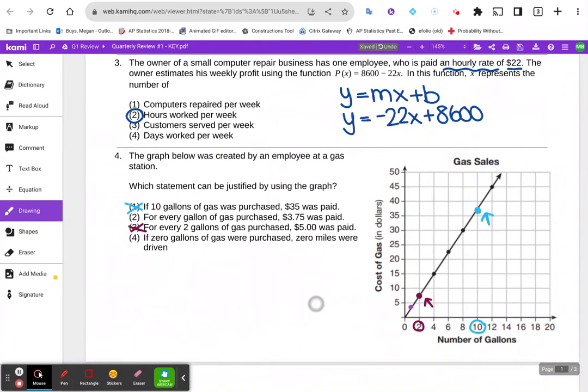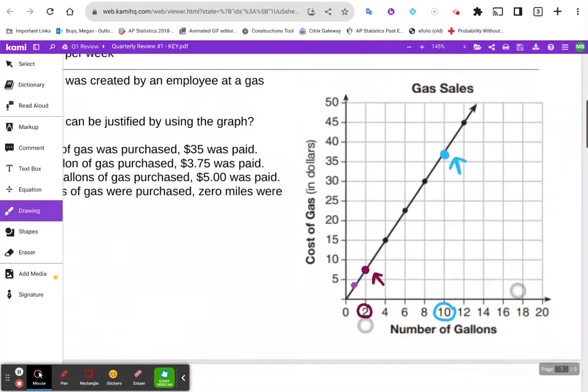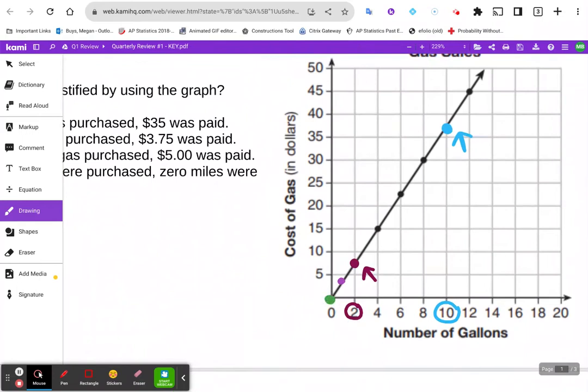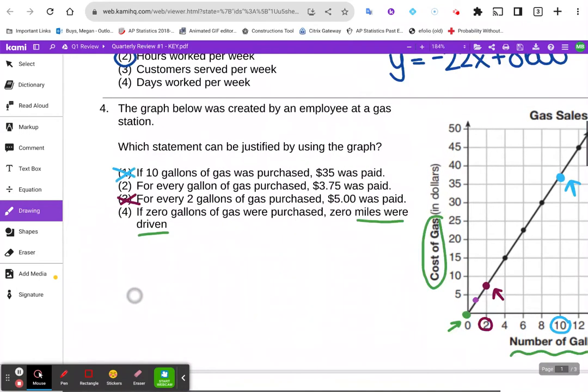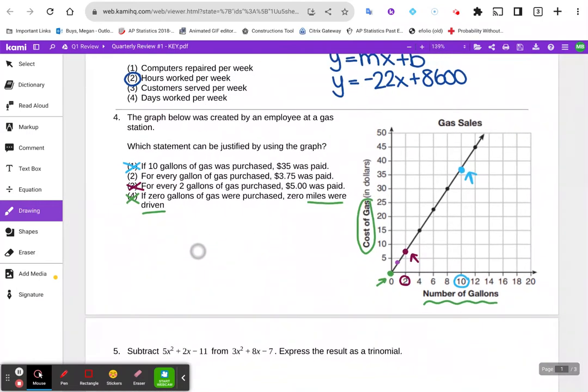So when I look into this last one, if 0 gallons of gas were purchased, 0 miles were driven. Well, if I look here, 0, 0, remember it says 0 gallons of gas were purchased, but that's not what the Y value is. The Y value in context is the cost of the gas, not anything about the miles driven. Now, yeah, if you have no gas, maybe you can't drive, but think about every time you get in the car with someone. You don't always have to get gas every time because sometimes you have some leftover gas. So just because you didn't purchase it doesn't mean you might not already have the gas. And it's not what's on your y-axis. So I'm automatically crossing off that one.